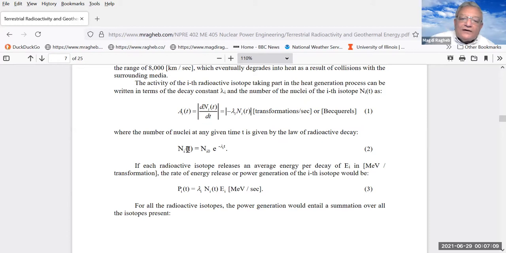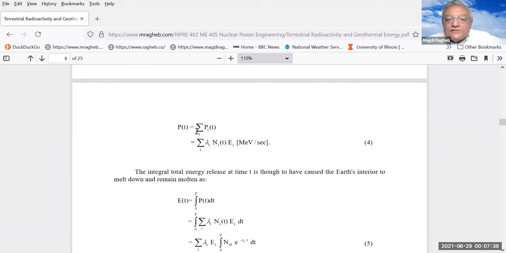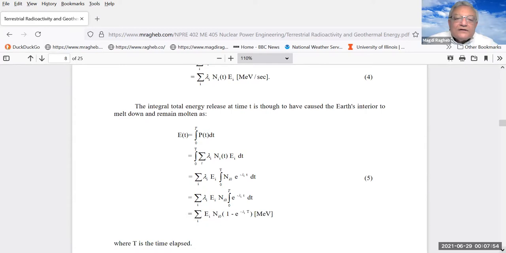Each one of those N_i is following the radioactive decay law that we have derived. If you multiply the number of atoms N_i in the activity equation by the energy release per disintegration, you find that now this is transformations per second multiplied by million electron volts per disintegration. So you end up with the value of the power in million electron volts per second from each individual isotope. If you sum the power from all the radioactive isotopes, P_i is lambda_i N_i, you get basically power in million electron volts per second, which you can turn into watts and megawatts or gigawatts.